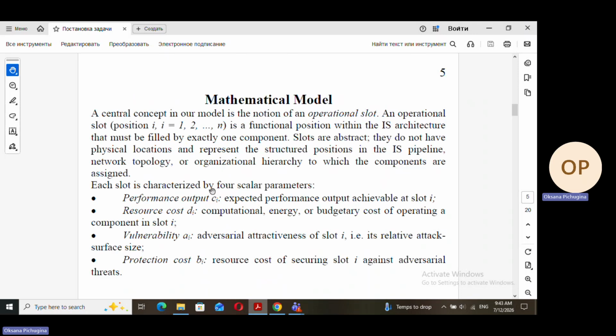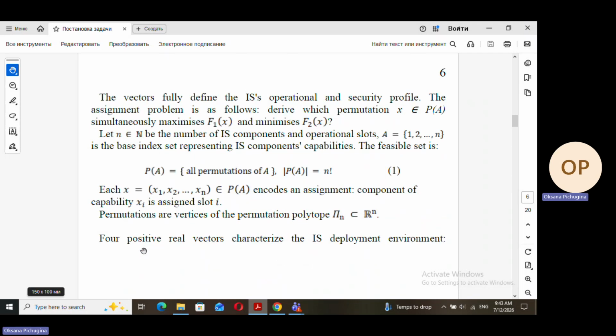A key concept is operational slot, which is a functional position in the system pipeline, network, or hierarchy. Each slot has 4 parameters: performance output, resource cost, vulnerability, and protection cost. We assume that the number of components and slots is n.